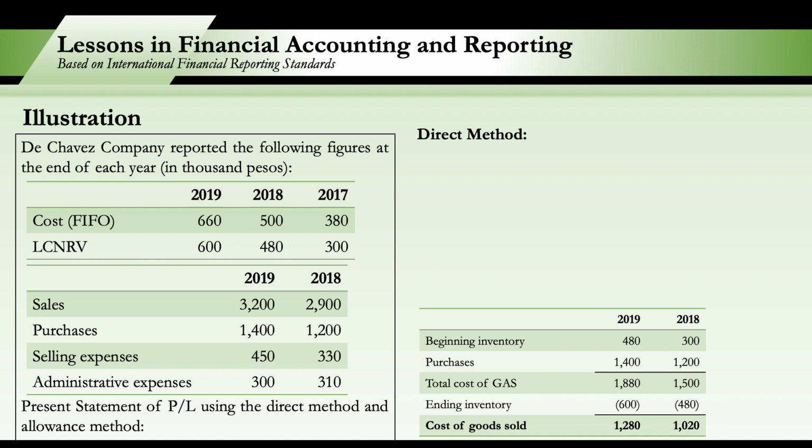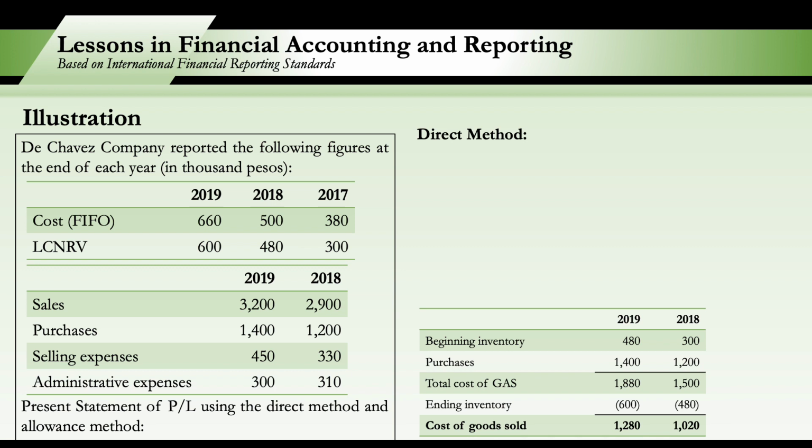So let's discuss first the 2018 cost of sales. So our beginning inventory is 300,000, the LCNRV. So all amounts for beginning and ending inventories are based on the lower of cost and NRV. So 300,000. Our purchases for 2018 is 1,200,000. So our total goods available for sale is 1,500,000. Then we deduct our ending inventory also at LCNRV, which is 480,000. So our cost of sales or cost of goods sold in 2018 is 1,020,000.